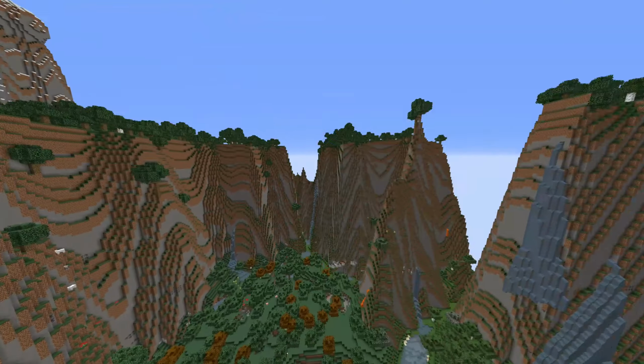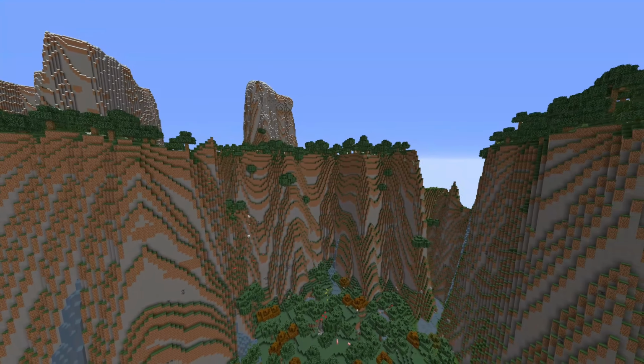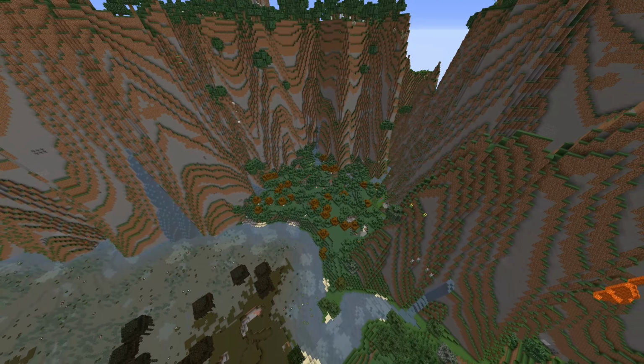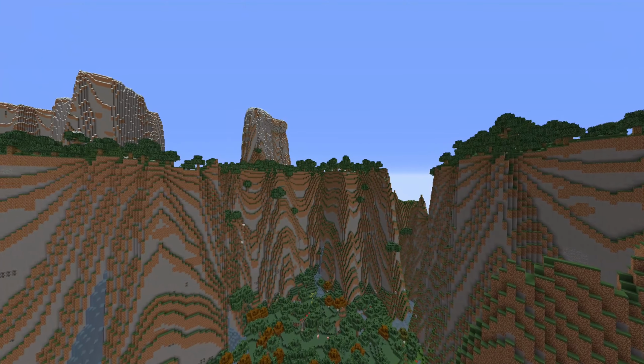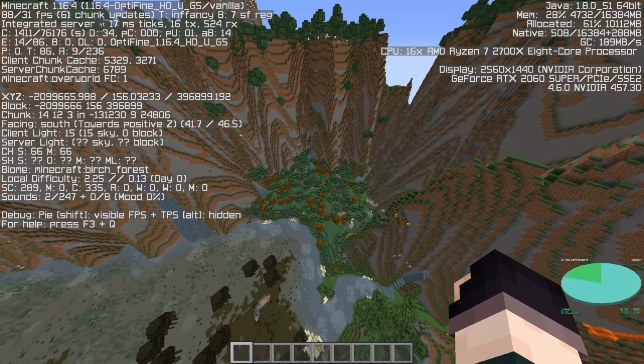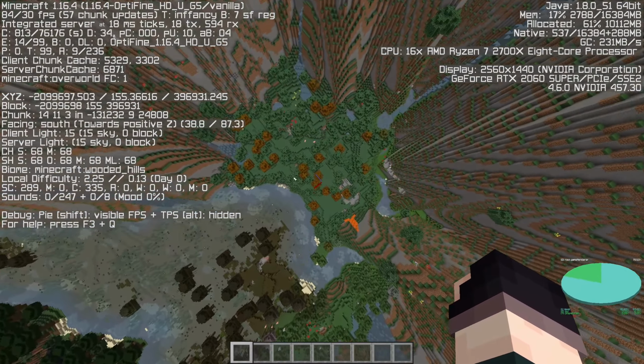This is awesome. Now that's good, with the mountains in the background as well. What kind of forest is that? Because it's low down. We've got to check in a second. There we go. Is that like a... Oh, it's wooded, it's wooded hills again. Right, okay.